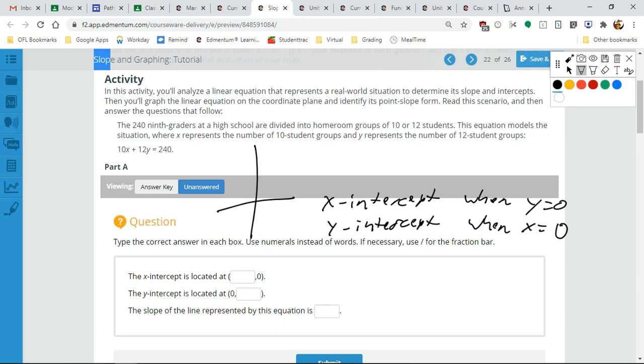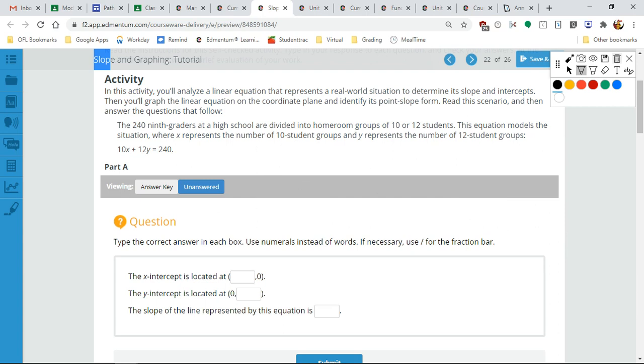The reason is, so let's say we're looking for the y-intercept. We're looking for this point right here, where it crosses the y-axis. So if we look at our x value, it's 0. If we're talking about this point right here, we're talking where the y value is 0. So that's how come it's always the opposite. So if I'm plugging in for the x-intercept, I want to basically pretend this isn't here. Why? Because 12 times 0 is 0. So this means that my x-intercept is 24.